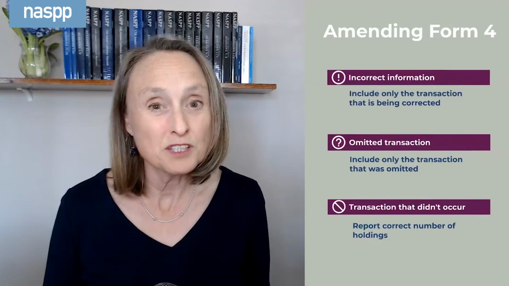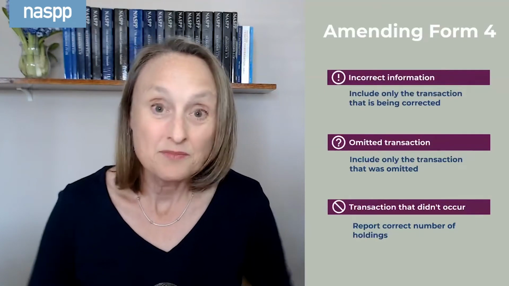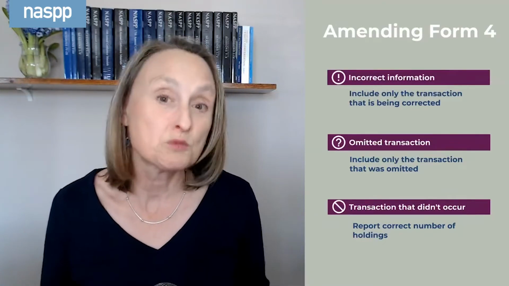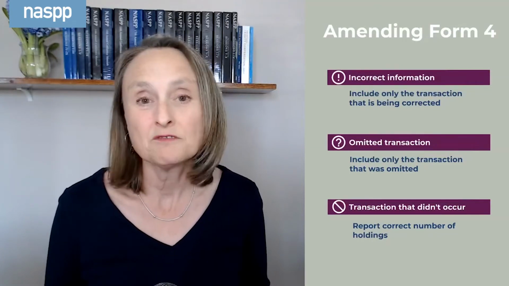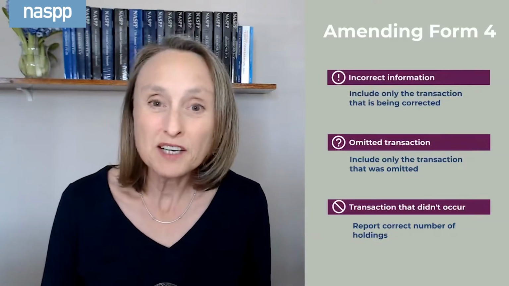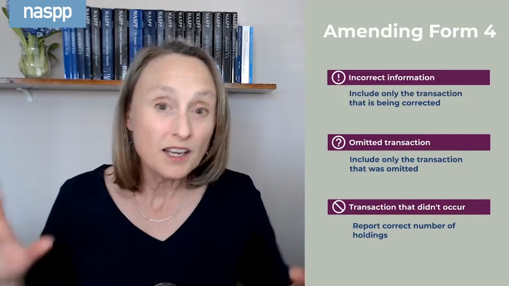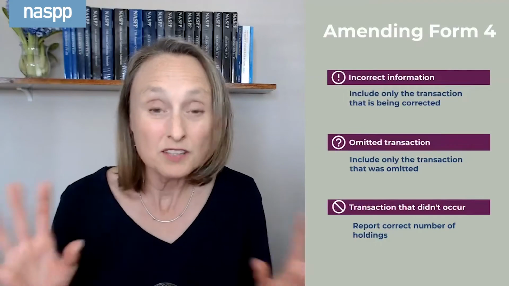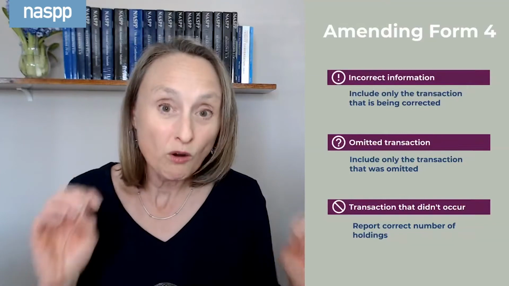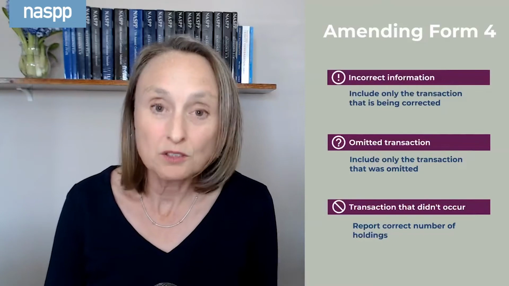The trickiest situation to correct is one where you reported a transaction that never actually occurred. Maybe you reported the same transaction twice. Unfortunately, there's no way to revoke or withdraw a Form 4 filing. You also can't file a blank Form 4 that says, oops, nothing to see here. So what we recommend that you do in this situation is when you prepare your amended Form 4, you do not include any transactions on it at all, not even the transaction that shouldn't have been reported. Instead, you include only the holdings that the error occurred in and the number of securities the insider owns in those holdings.